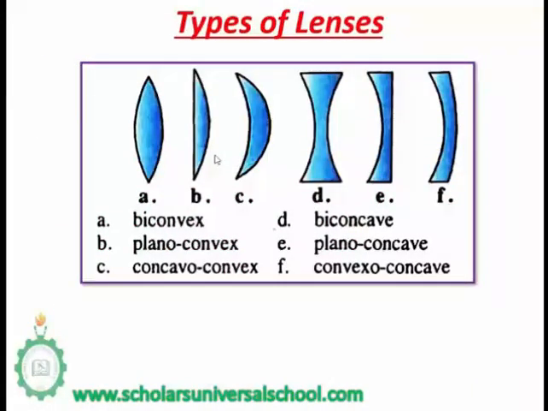Moving on, now we move towards types of lenses. Remember I said we have just two kinds of lenses, but these lenses can be split into 6 basic types. For the convex lens, you have 3 types of convex lenses, and you have 3 types of concave lenses.